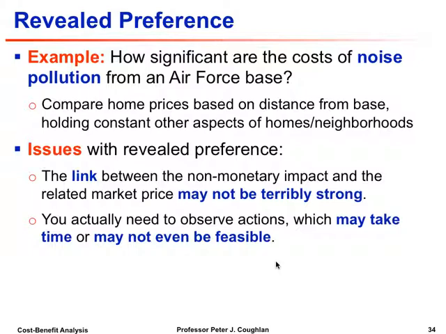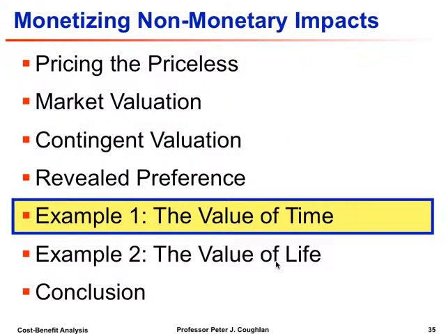As an economist, and based on my experience, I certainly think that I trust what people do more than what they say. So let's actually look at these in terms of examples. The first example is the value of time. The value of time and the value of life are the most common non-monetary impacts that we have to assign monetary values to in cost-benefit analysis.